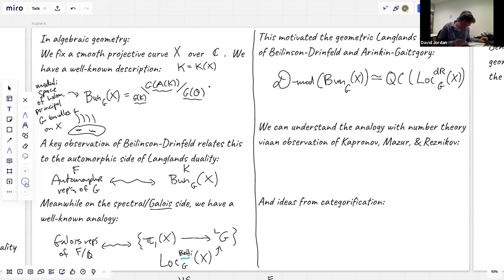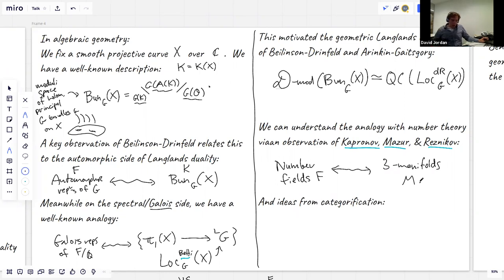And I think underlying this is a deeper duality that underpins a lot of this that I want to just get on the board. This is Kapranov, Mazur, and Reznikov in various of their writings, that number fields F are actually related to three manifolds. And now, in order for me to claim that there's a relationship here, you might be a bit confused, because where is the three manifold? So I want to point out that the three manifold M here is really X cross S1.